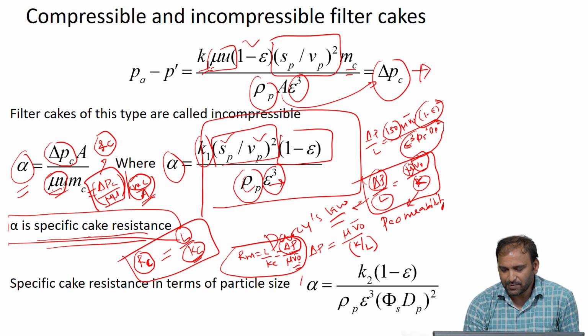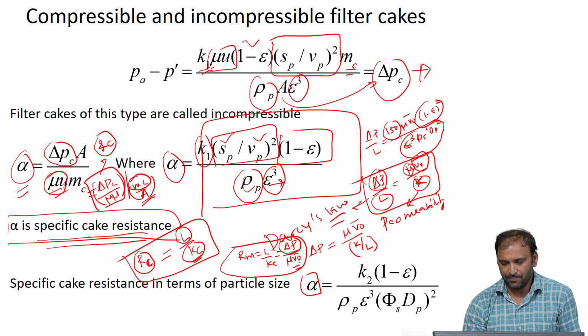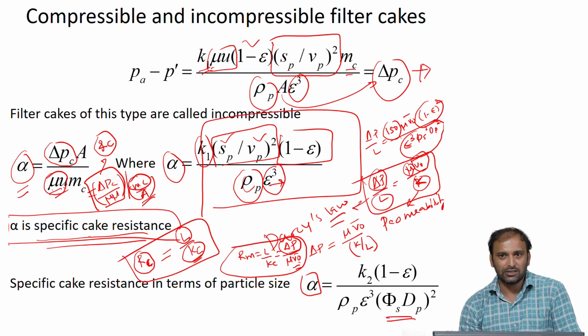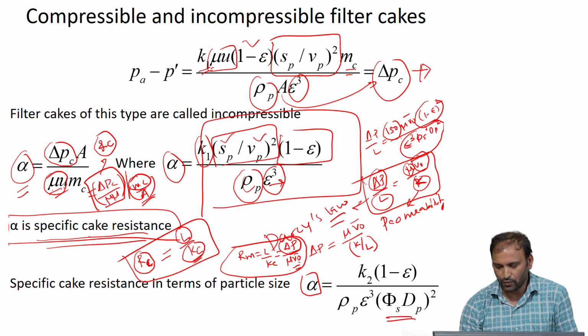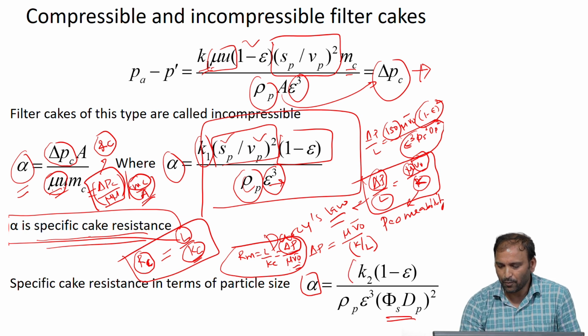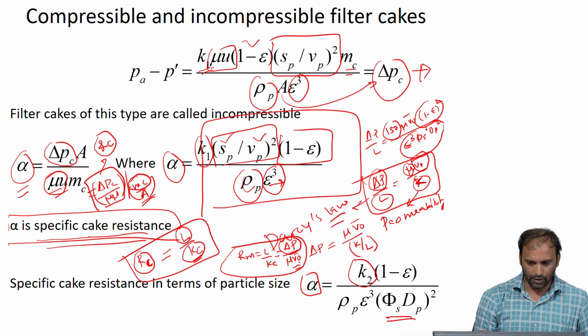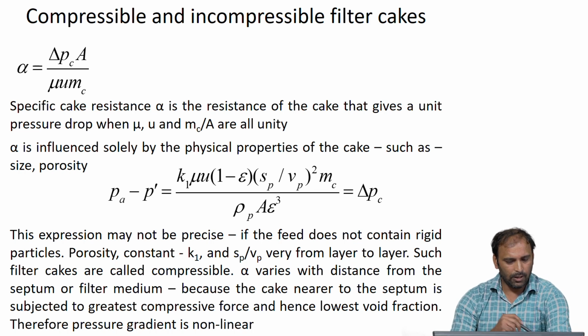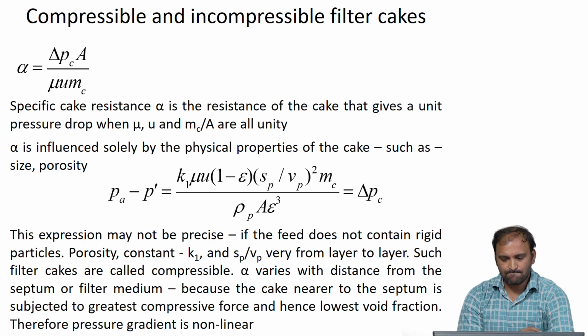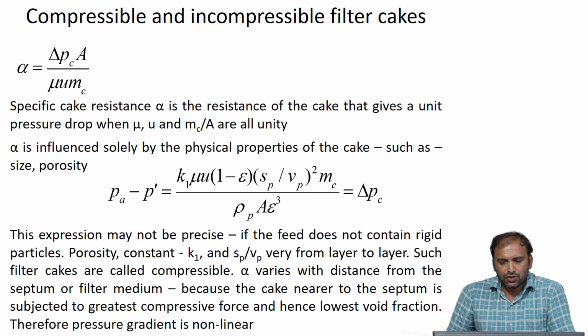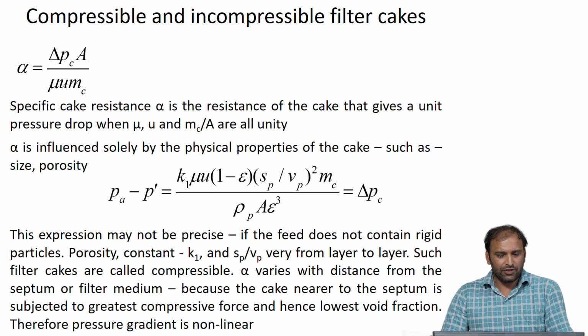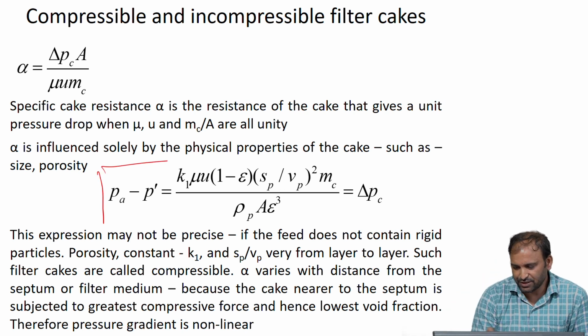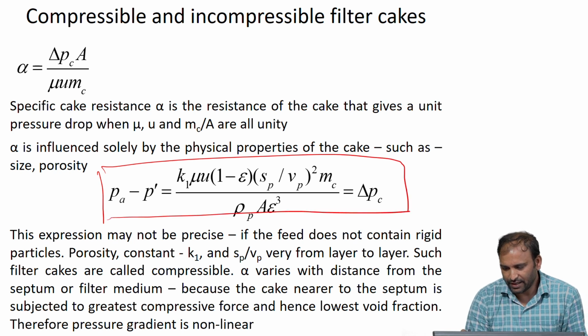Now, of course, I can express alpha also in terms of phi a squared dp squared. That's basically going back to the starting equation. Only thing is, instead of k1, I'm going to have some other constant k2. So this is the expression that we have developed.